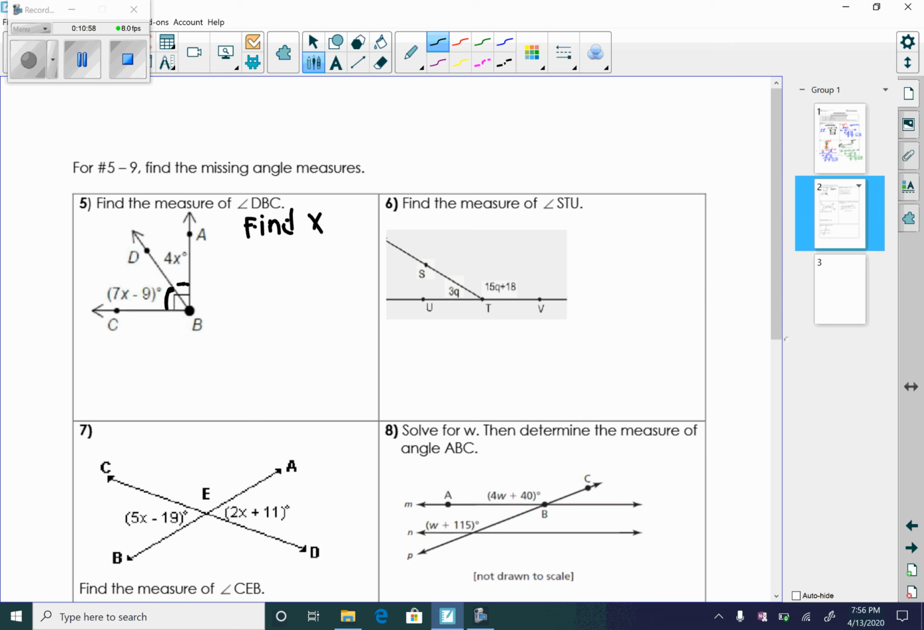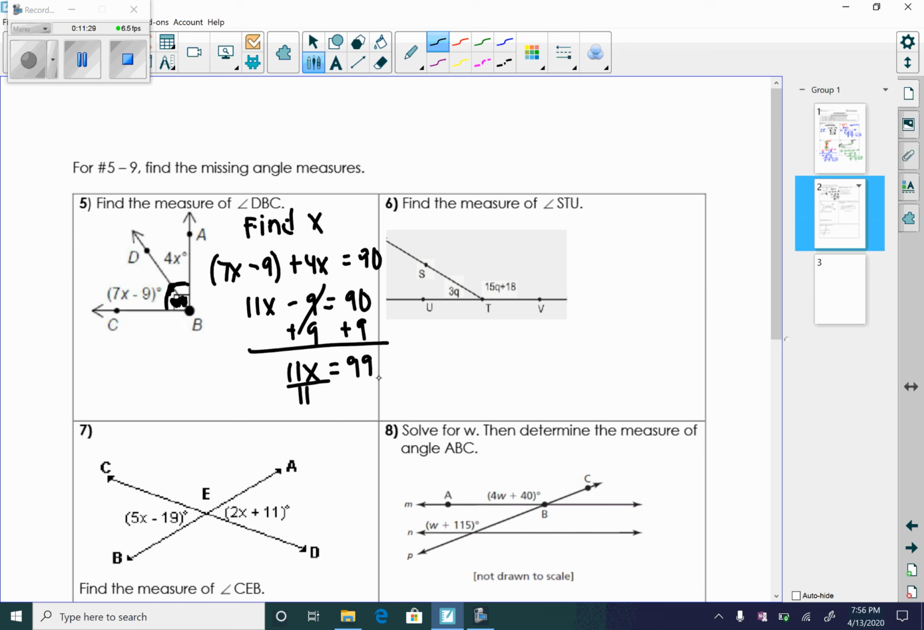Now, if you look at the relationship here between these two angles, you see this 90-degree angle, which means they're complementary. They add to 90. So my equation is just going to be 7x minus 9 plus 4x equals 90. Combine like terms. Okay. Add 9. And then divide by 11. So hopefully you came up with x equals 9.